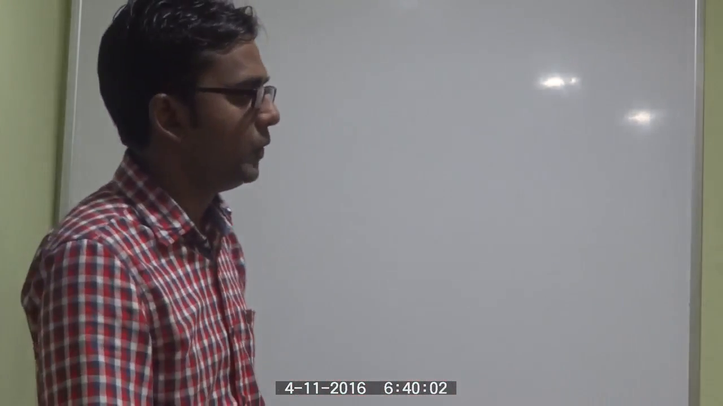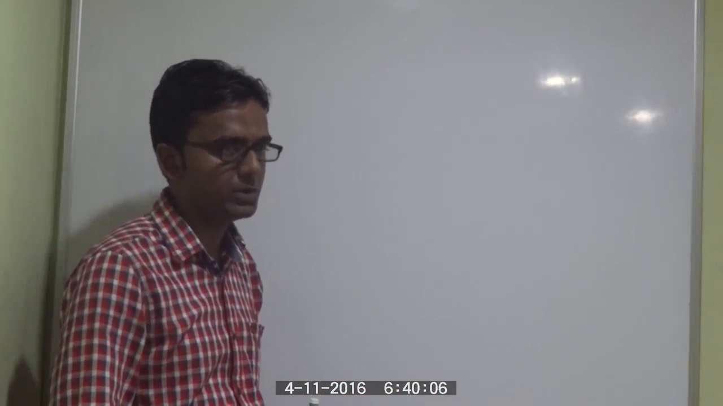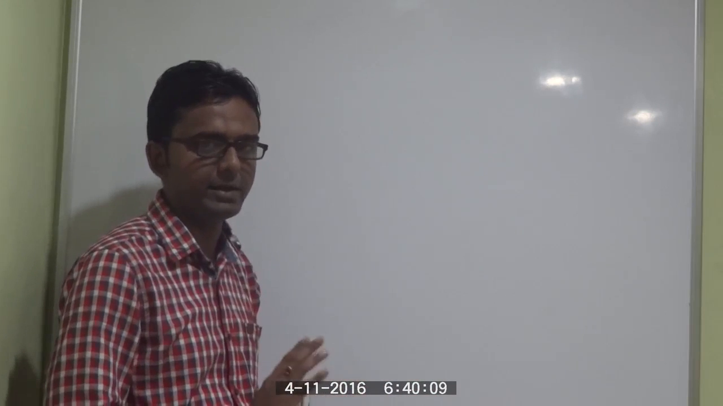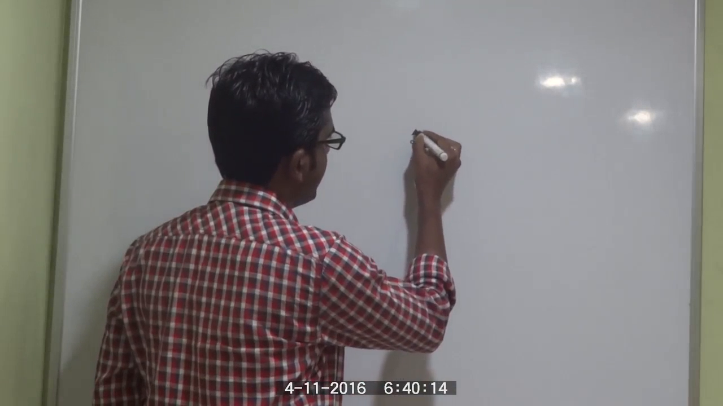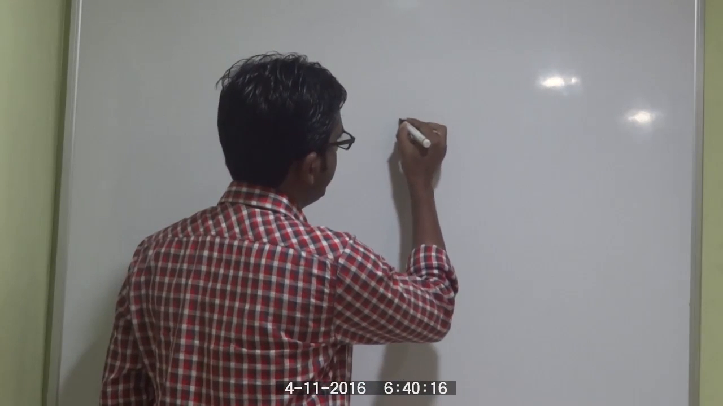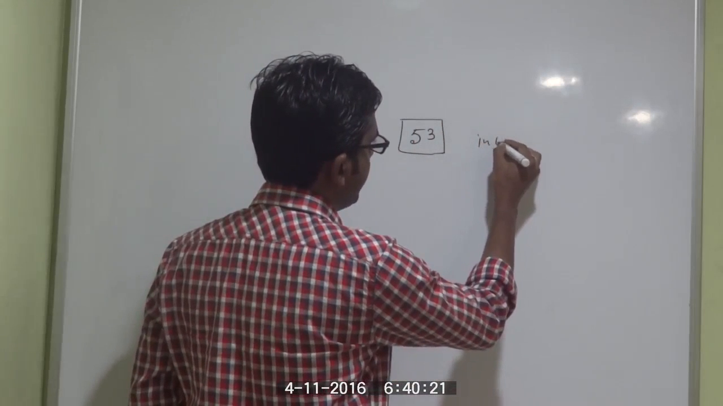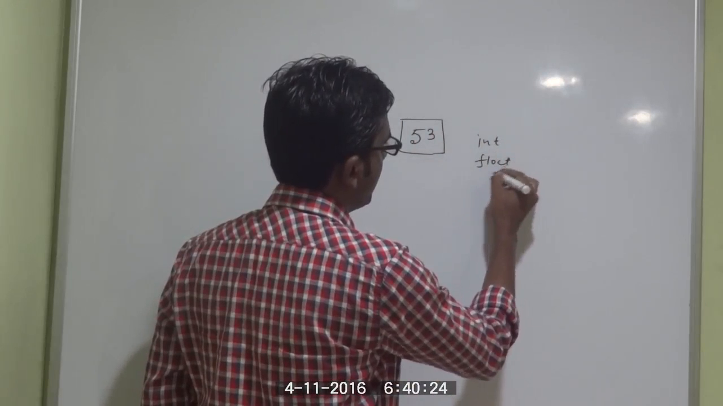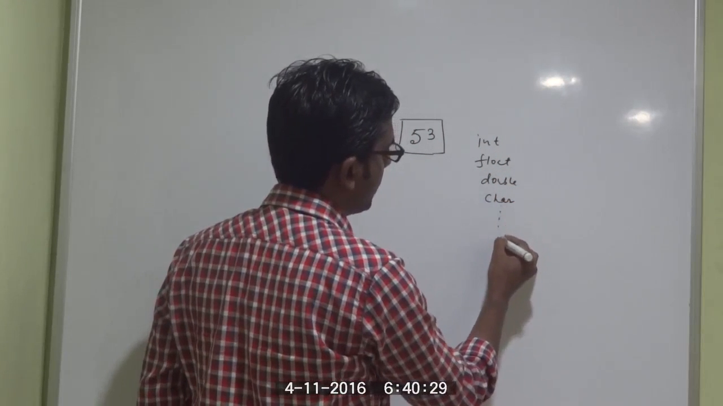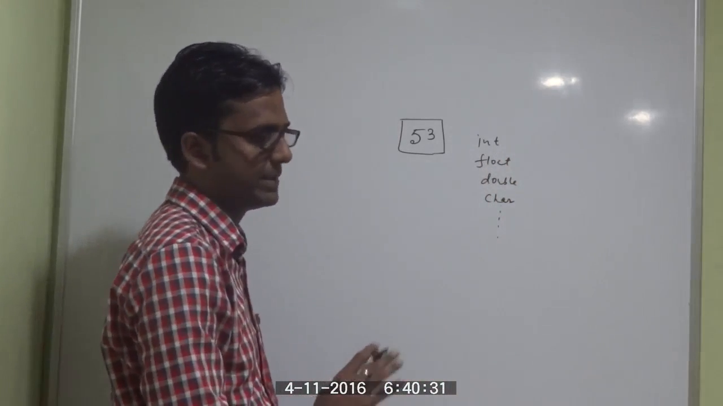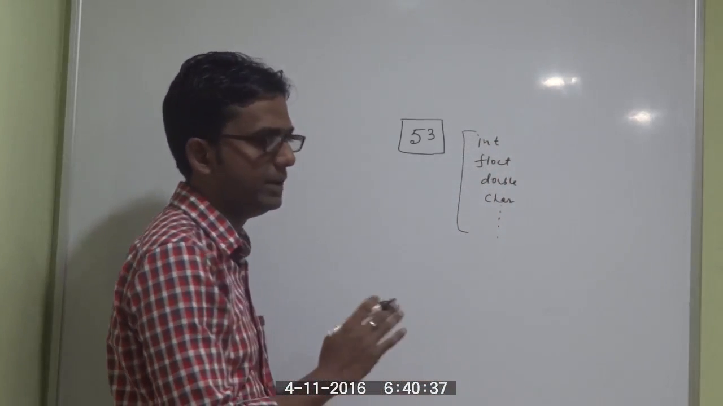Now, one of the rules to declare an identifier was that we cannot use any reserved word as an identifier. In Java, the total number of reserved words present is 53. Some of the names I am writing are int, float, double, char and so on. All these are reserved words, which means you can't use these reserved words to declare any identifier.